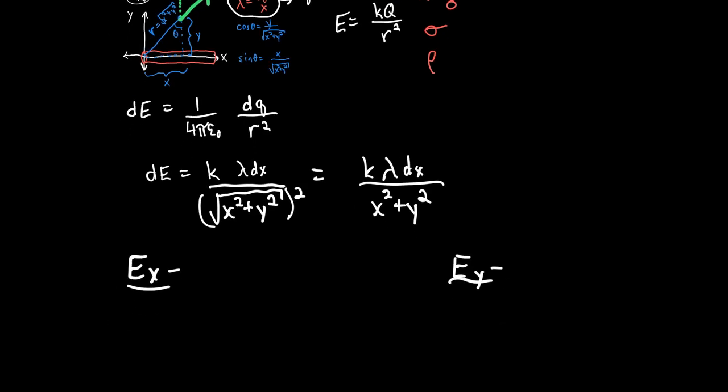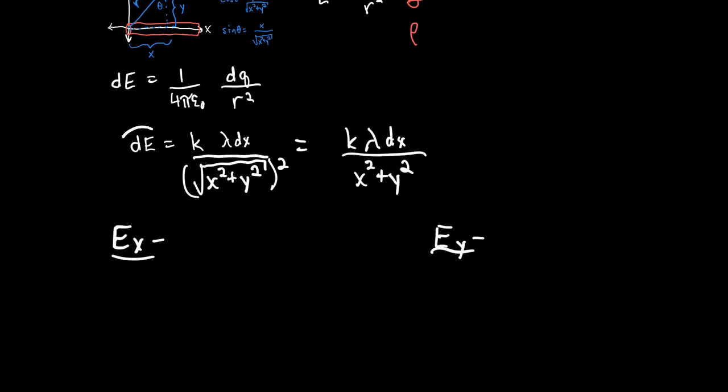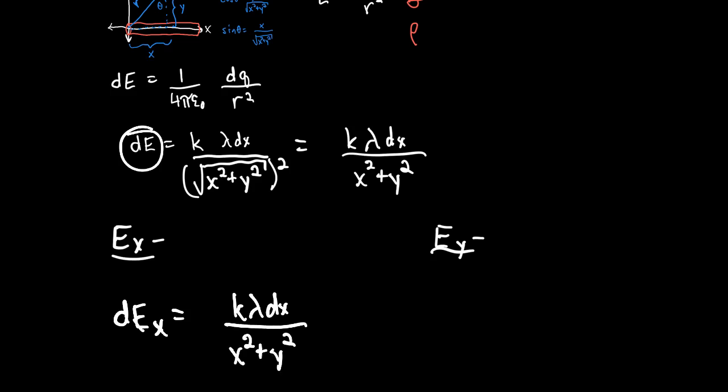But to do that, I have to take this general differential equation, dE, and I have to put it into the x piece and the y piece. So I have to find dE in the x direction. That's going to be dE, which is k times lambda times dx over x squared plus y squared. And how do I get out just the x part of that? Look at my triangle. What part of that triangle gives me just the x part?